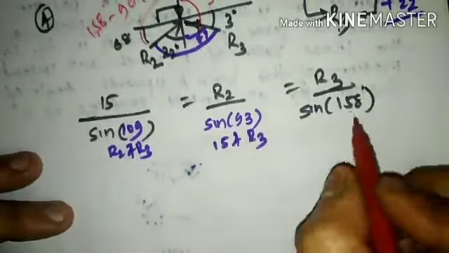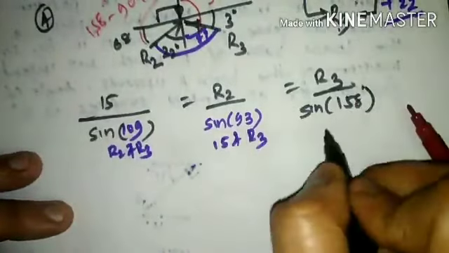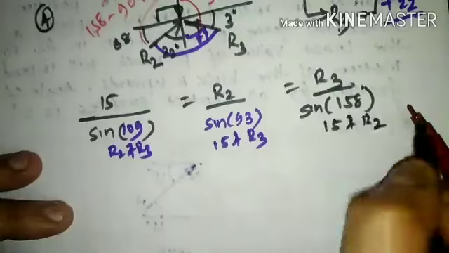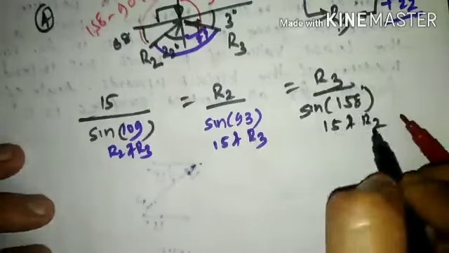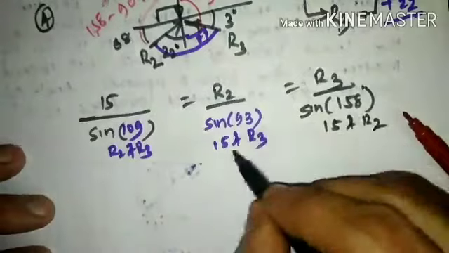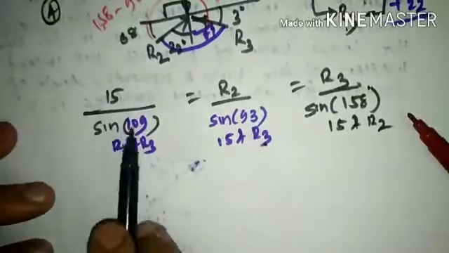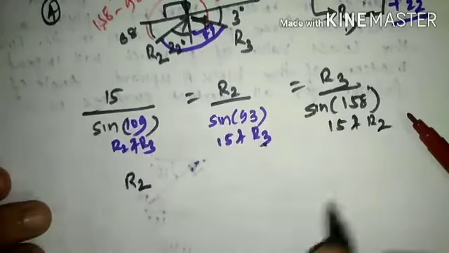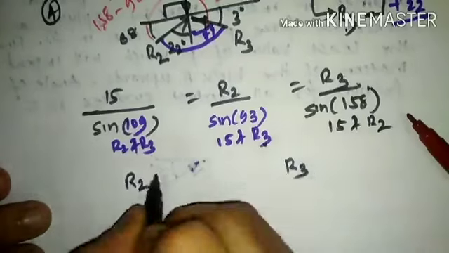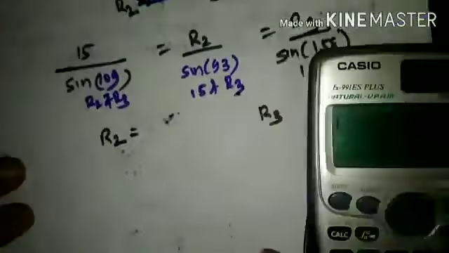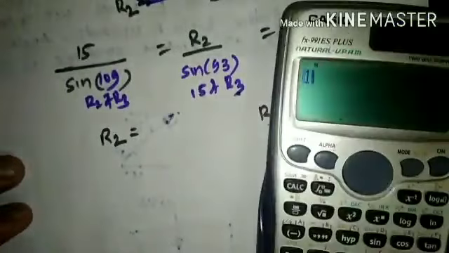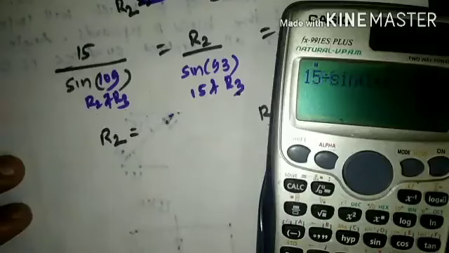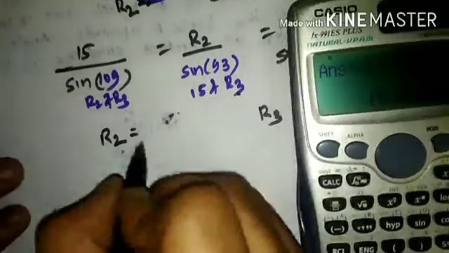This is the inclination between 15 and R2. When I consider R3, it will be 15 and R2. When I consider R2, it will be 15 and R3. When I consider 15, it will be R2 and R3. Reframing this equation, I shall find the values of R2 and R3 by cross multiplying. R2 is 15 divided by sine of 109 multiplied by sine of 93, which comes out to 15.84.